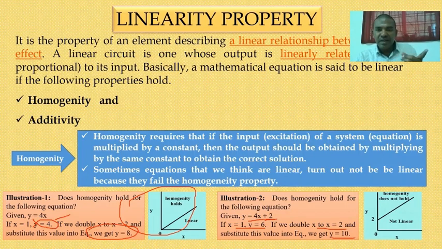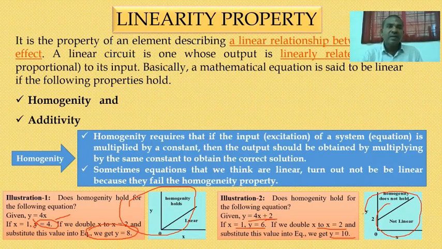So initially x is equal to 1, y is 6. So if you double the x value, I have to get 12. But the y I am getting is 10 only. So that's why it does not obey the homogeneity property.